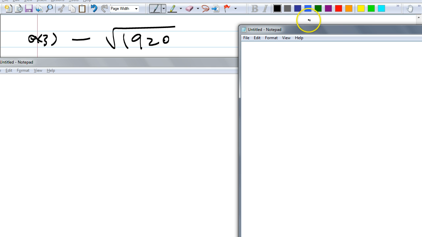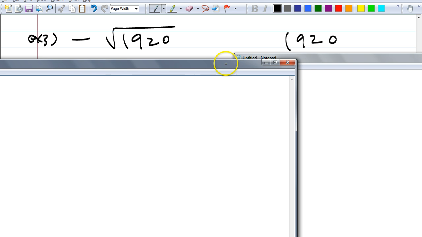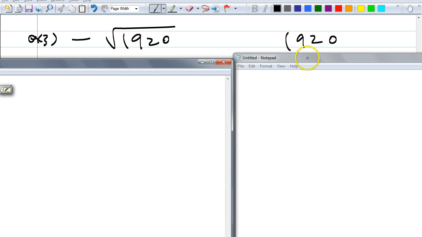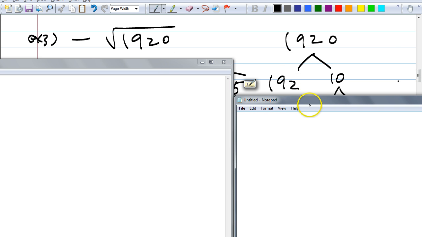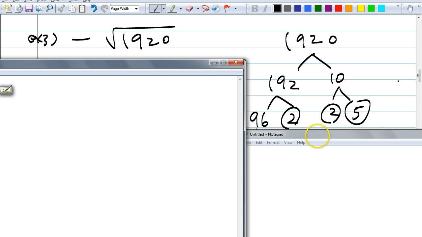Did you all start out with the factor tree? 1920. What's the easiest way to start? 10 and 192, that's what I did. And you keep going, right, until you reach your leaves. What kind of numbers are these leaves? Primes. You have to go all the way until you reach the primes.